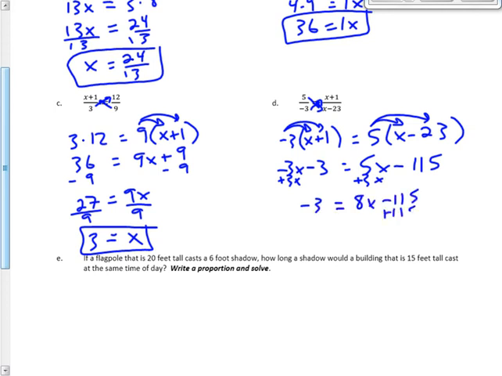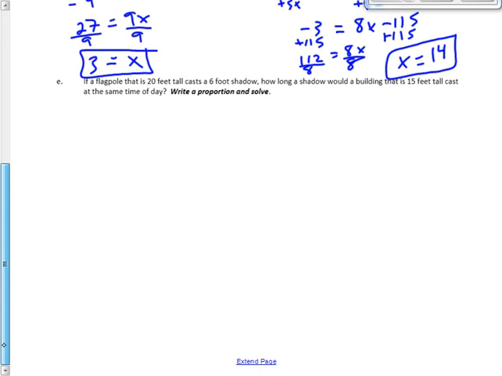Add 115 in this nice friendly equation. I get 112 is equal to 8x. Divide by 8, and I get that x is equal to 112 divided by 8. 8 goes into 11 one time, with 3 left over, 8 goes into 32 4 times. So I get x equals 14. Or you can plug it in the calculator. That'll work too. E, if a flagpole is 20 feet tall, so I have a flagpole over here.